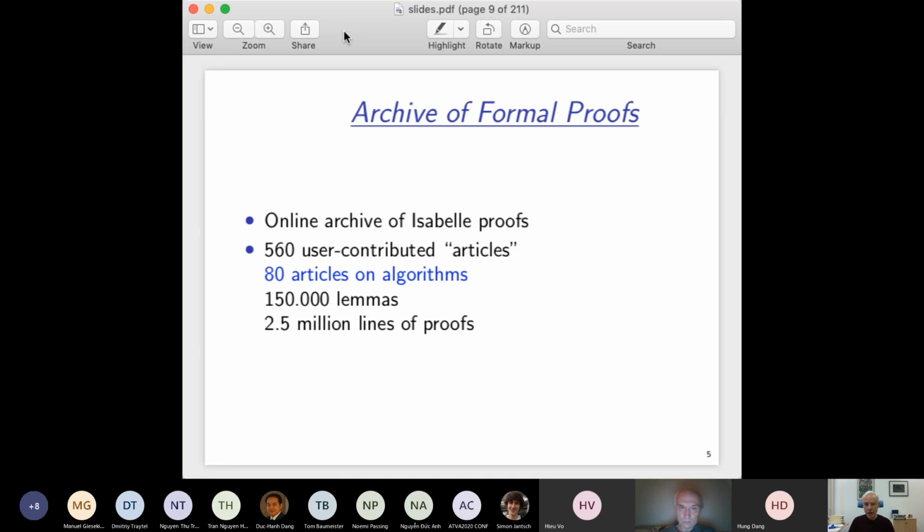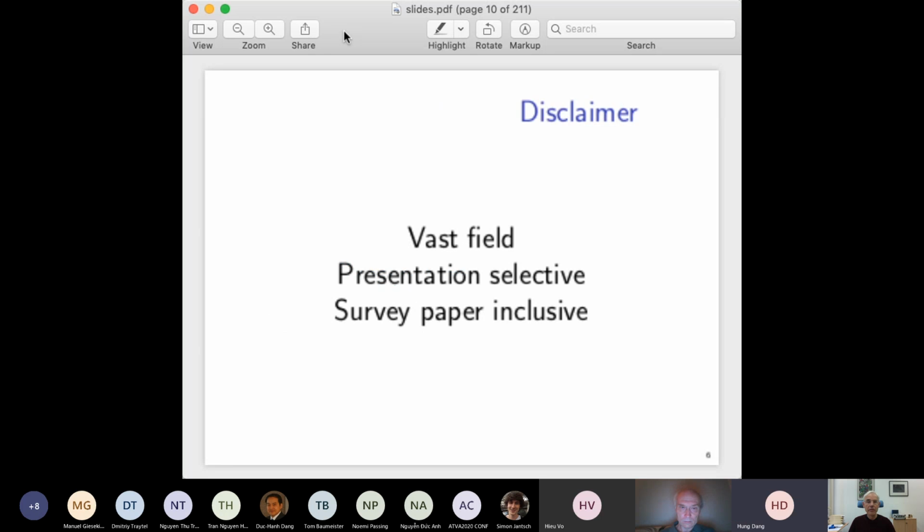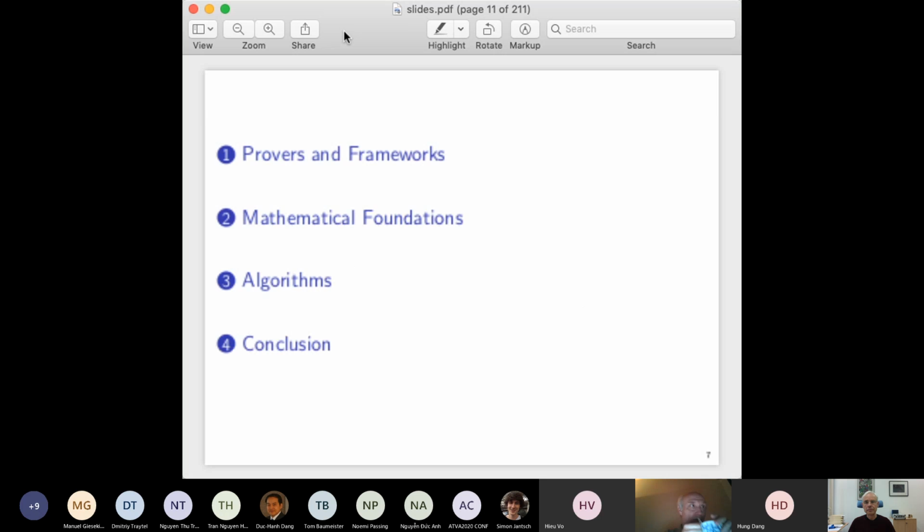But as I said, we've been doing our best to really do a most complete survey, but it's a vast field and the presentation is certainly selective, not necessarily Isabelle-centric, but selective on what I think is interesting. And in the survey paper, we are trying to be inclusive. That is, we try to really include as much of the known verifications that we could.